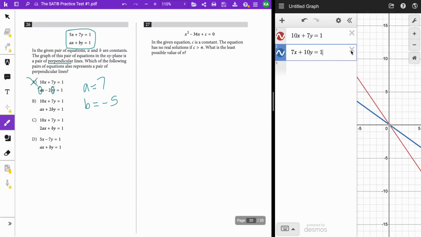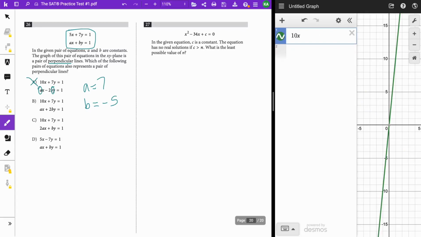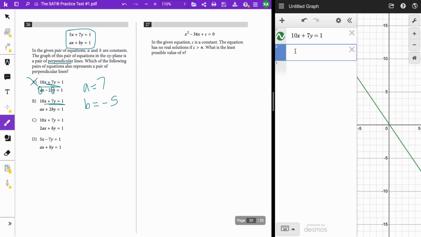And unfortunately, at least right now, I think the best way to do it is just to keep typing in each of the answers and testing it. Turns out that these were the same equation, so I could have probably left the first one there, but now I know. AX with 7x plus 2by, so 2 times negative 5 would be negative 10y equals 1. Ooh, look, those are perpendicular.